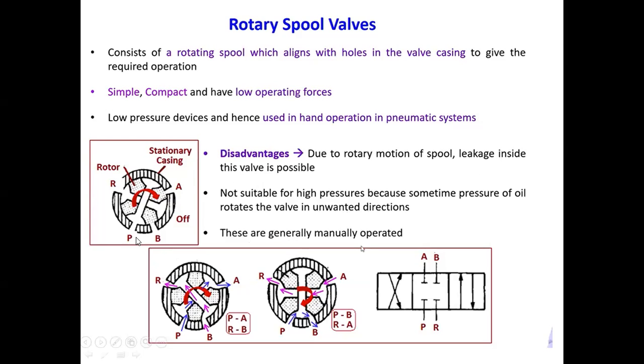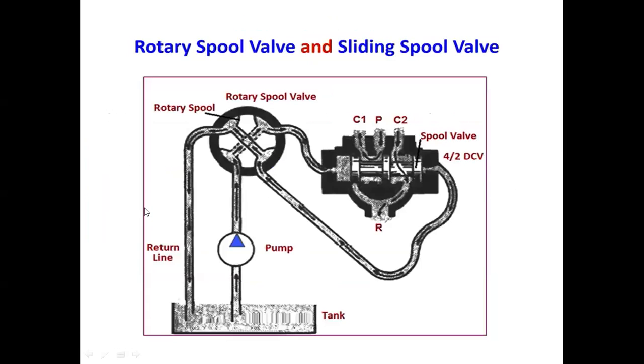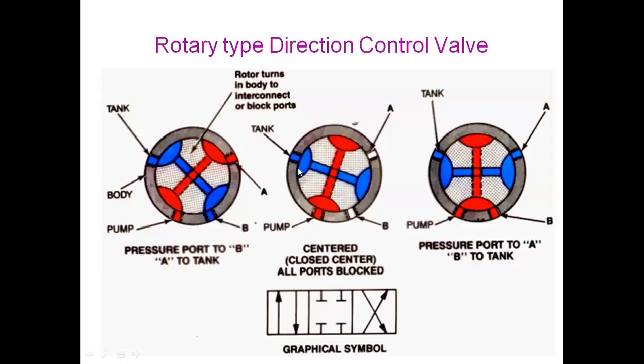See, we can see here. This is the stationary casing, rotary spool. P and B port, A port, R port. Rotary spool valve, we can see here, like that. Rotary type direction control valve. In this way, we control the direction with the rotary spool valve.